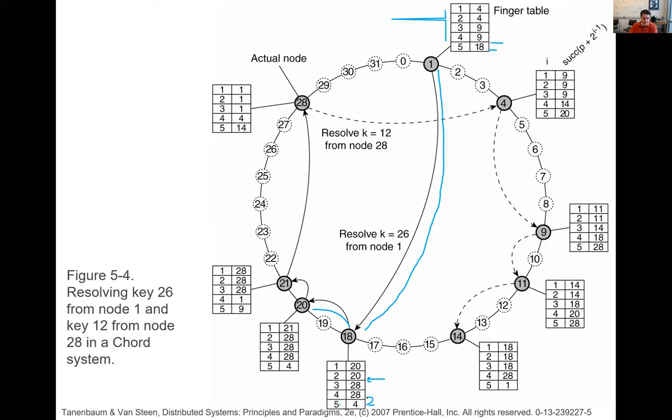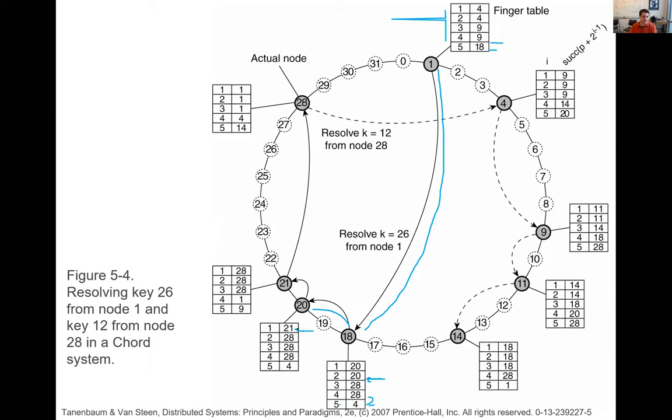So you can think of 4 here as being like 36. It would have been 36, but because we wrap around, it becomes 4. So 26 is right between 20 and 28. So now we're here. We look up 26 again, and it's right between 21 and 28.